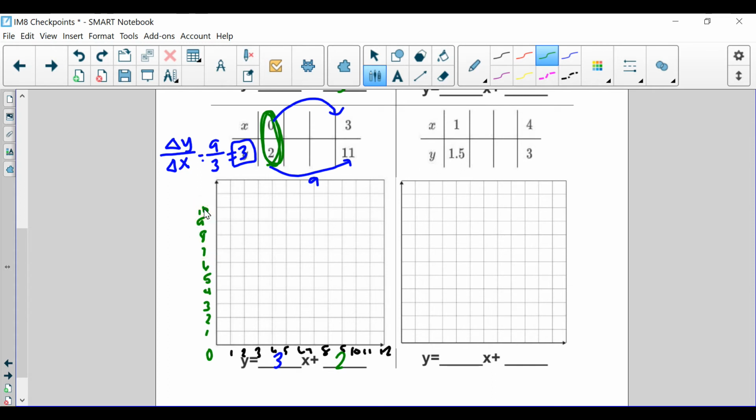Yeah, it should work. Woohoo! Yes, it works. Okay, so then now let's go ahead and graph. We've got 0, 2. Where's 0, 2? 0, 2 is here. 1 is going to be where?